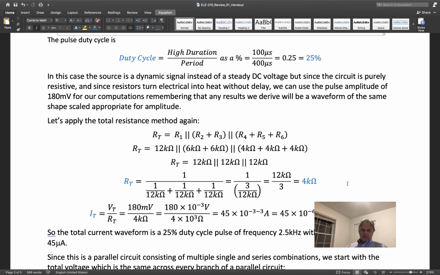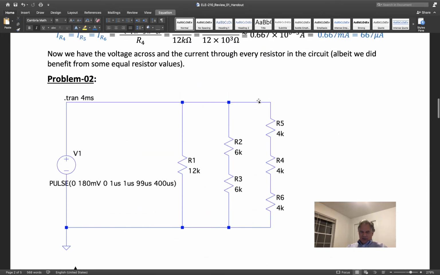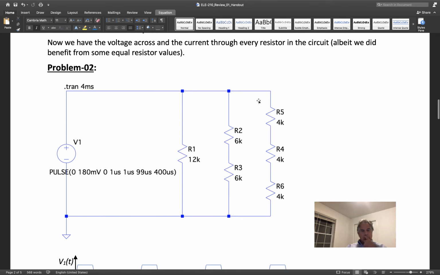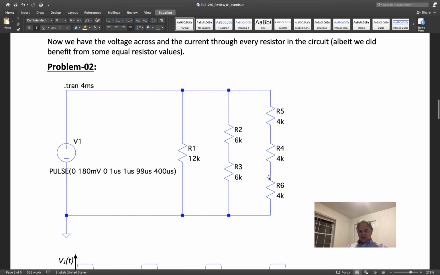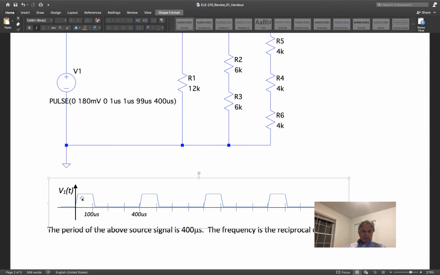So our signal is a dynamic signal instead of a steady DC voltage. But the circuit is purely resistive, and if you remember me harping from electronics for technicians 1 and 2, this circuit is nothing but resistors, and all these things do is they convert electrical energy to heat immediately. There's no delay. So in any current or any voltage we measure in this circuit, we will see the same waveform here. There'll be no delay. It'll be a pulse that's high for a quarter of the time and low for 3/4 of the time. The only thing that'll change is the amplitude of the pulse.